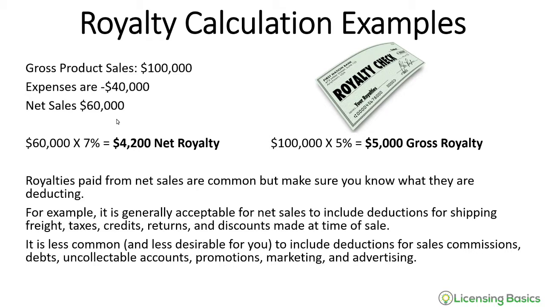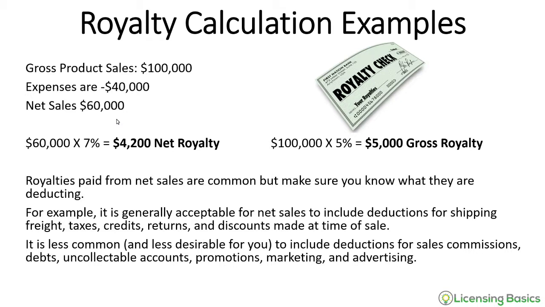Now on the flip side, if that royalty was based off gross, at 5% gross, you take the $100,000 of gross sales times 5%, and you have a $5,000 royalty check. So that's where 5% of gross would be better than 7% of net. And obviously with net, it all depends on what the deductions are. Royalties paid from net sales are common, but make sure to know what they're deducting.